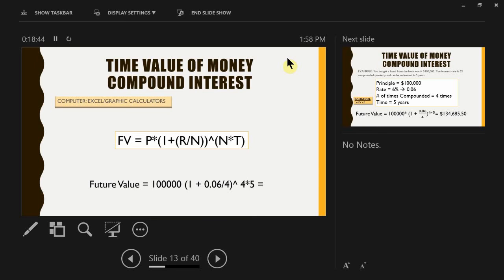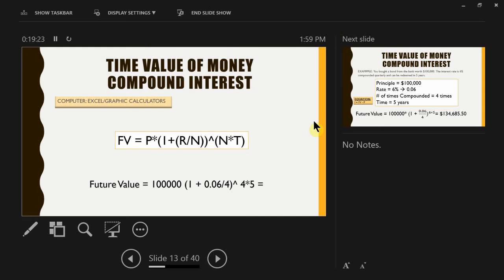So make sure that when you're typing this into your calculator or into Excel, you do an extra additional set of parentheses. And you also need to include the parentheses on the N times T. Right above here, in the middle, is what you type in Excel, and down here is what you would normally see.